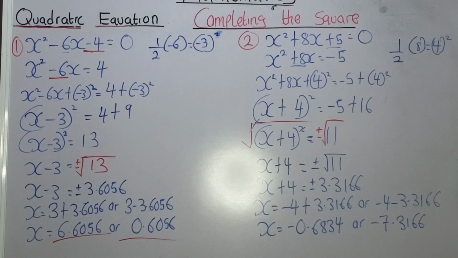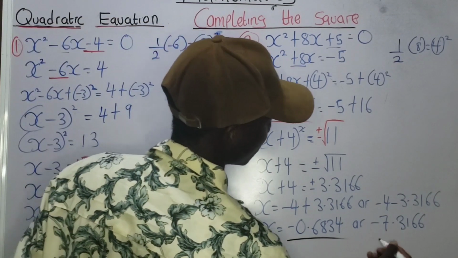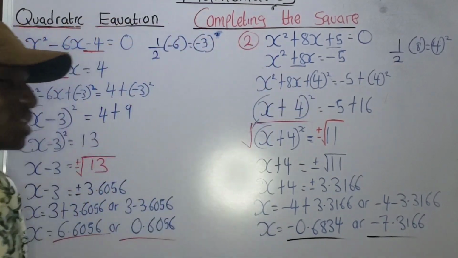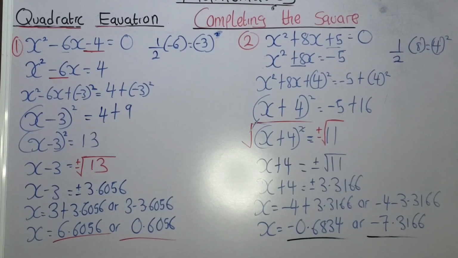So the value of x that makes the quadratic equation x squared plus 8x plus 5 equal to 0 is x equals negative 0.6834 or negative 7.3166. Okay, so that is the solution to that question. So when you come across a question that you realize you cannot factorize, having checked, just make use of the completing the square method. And if you understand the general formula very well, you can make use of that as well. You understand? So that is the solution to that question.